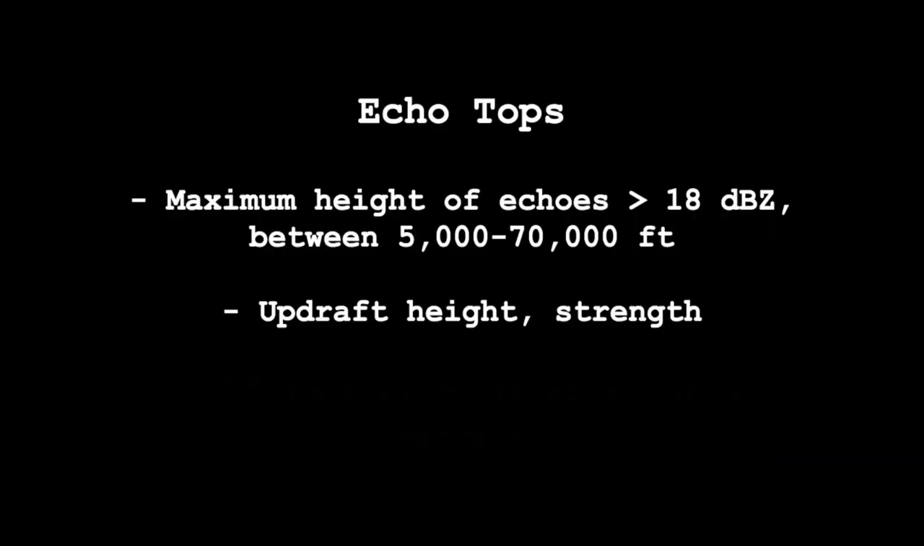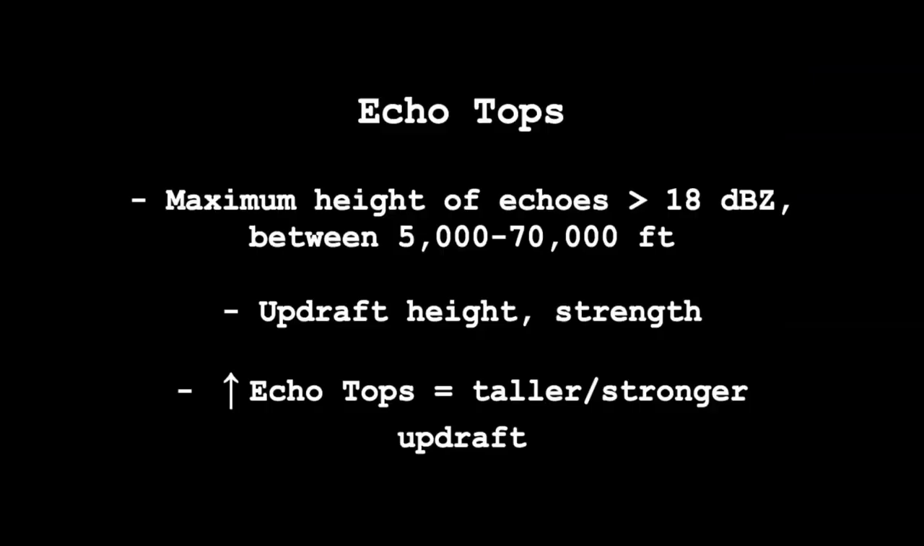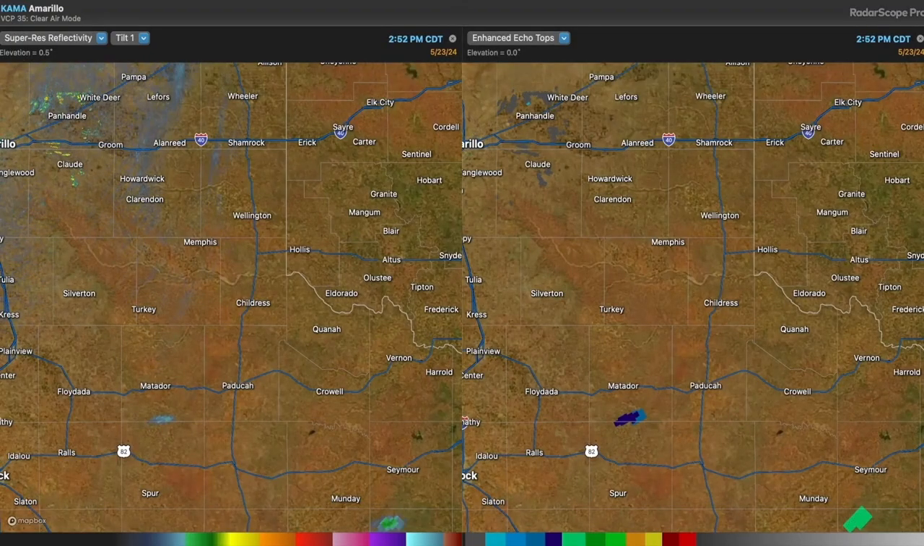In essence, they estimate the height corresponding to the top of an area of precipitation, and they can be a decent proxy for how tall developing or ongoing thunderstorms are. For example, the value at the center of the bullseye in this Enhanced EchoTops image is 62,000 feet, which means that the radar found the highest level at which there were precipitation echoes greater than 18 dBz to be 62,000 feet above radar level. The greater the EchoTops value is at a given point, the taller and stronger the updraft or storm is. Prior to the point at which precipitation reaches the surface, EchoTops can help you identify which updrafts are strongest and may turn into bona fide storms.